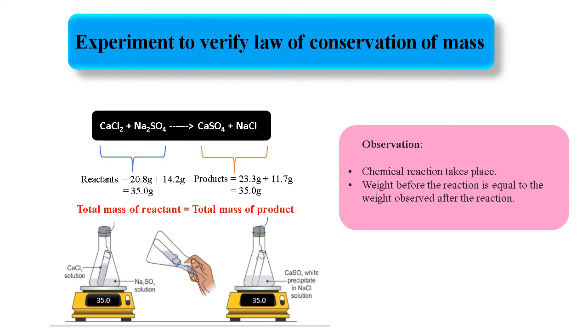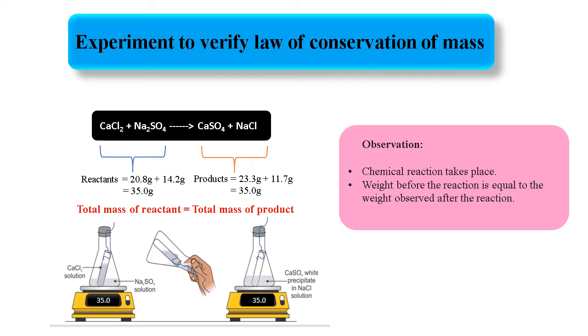Then after that, we tilt the test tube and observe that the calcium chloride mixes with sodium sulfate and a white precipitate of calcium sulfate is formed. And again, this arrangement is weighed in a similar manner as in the reactants case. The weight obtained is the weight of the product. So, from this experiment, we observe that the chemical reaction took place as shown and the total mass of the reactant is equal to the total mass of the product.